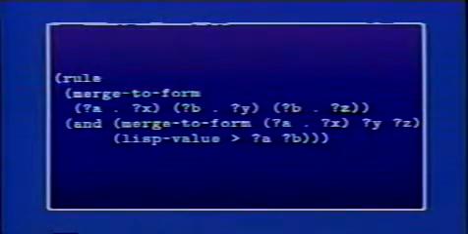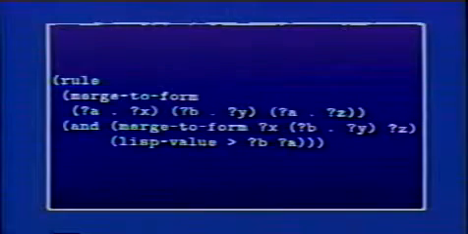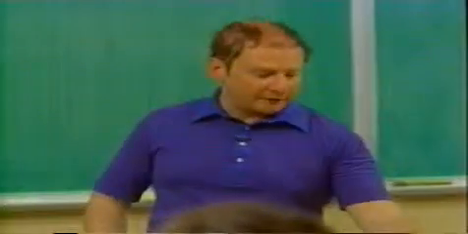And then just for completeness, here's the other case. A dot X and B dot Y merge to form A dot Z if X and B dot Y merge to form Z and B is larger than A. So that's a little program that I've typed in this language, and now let's look at it run.